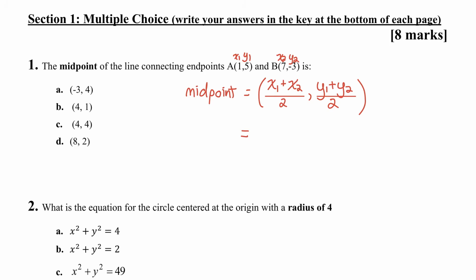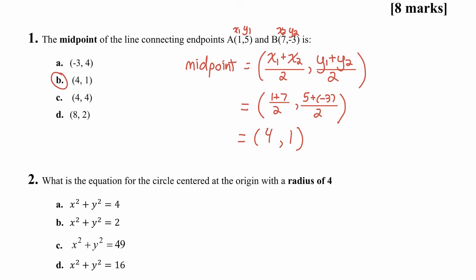And then if I sub into the midpoint formula, when averaging the x coordinates of the endpoints, I get 8 over 2, which is 4. And when averaging the y coordinates, I get 2 over 2, which is 1. So my midpoint is the point 4, 1. So the answer to number 1 is B. Moving on to question 2.